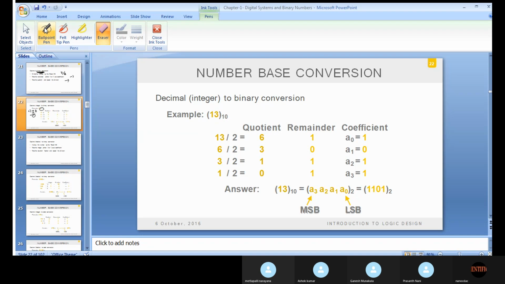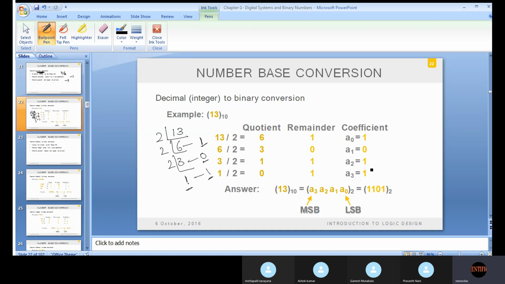Yes, ma'am. Okay. So what is this? 13. Okay. So 2 6 12. What is the remainder here? 3 is a 6. Okay. So here it is 0, and 2 is a 2, 1. Okay. 1 1 0 1.